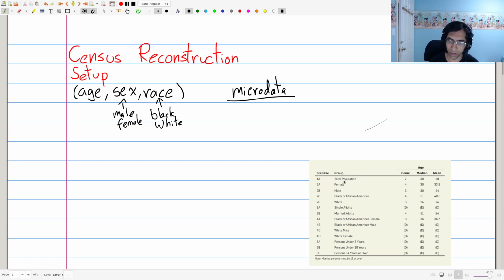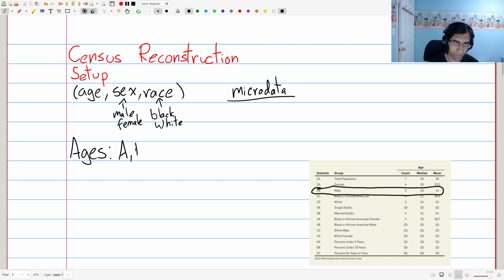Let's take a closer look at, say, statistic 2b, just to start with something concrete. Okay, so we're told that there are 3 males, and their median age is 30, and their average age is 44. So let's let their ages be, without loss of generality, A, B, and C, because there are 3 individuals, where A is less than or equal to B, which is less than or equal to C. Put them in non-decreasing order.